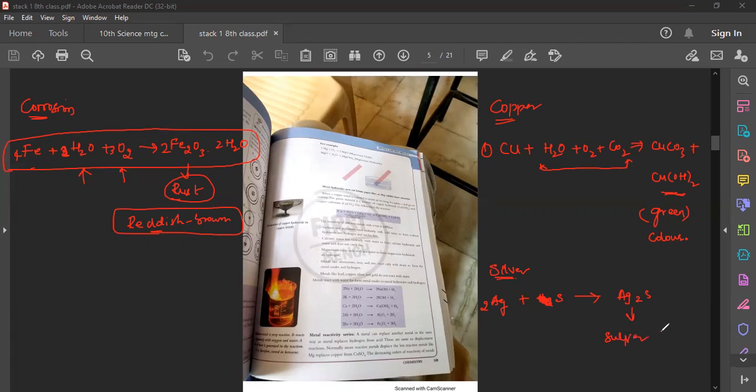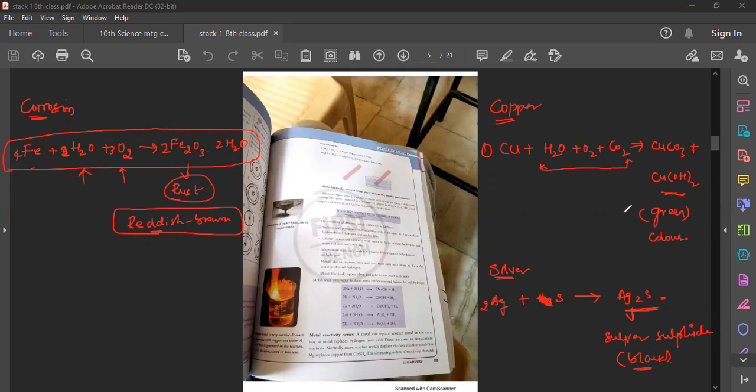Silver sulfide. What is the compound here? Ag2S. It is black in color. Whenever silver reacts with the sulfur present in the air, it forms Ag2S, called silver sulfide, which is black in color. That is the black coating on silver articles.